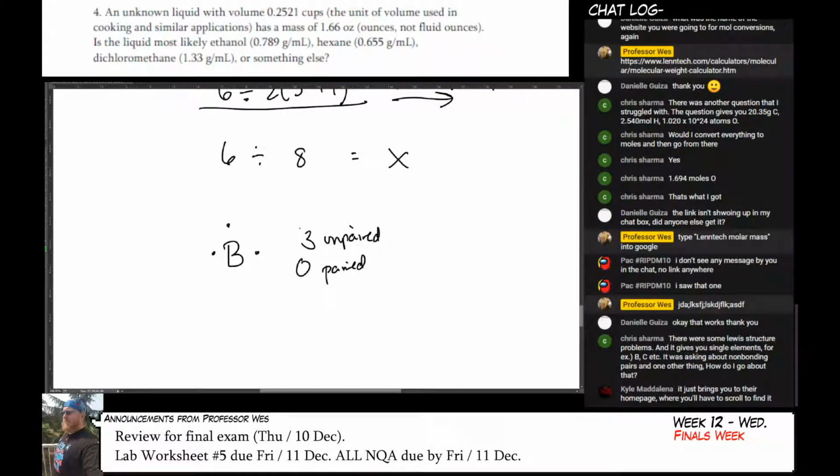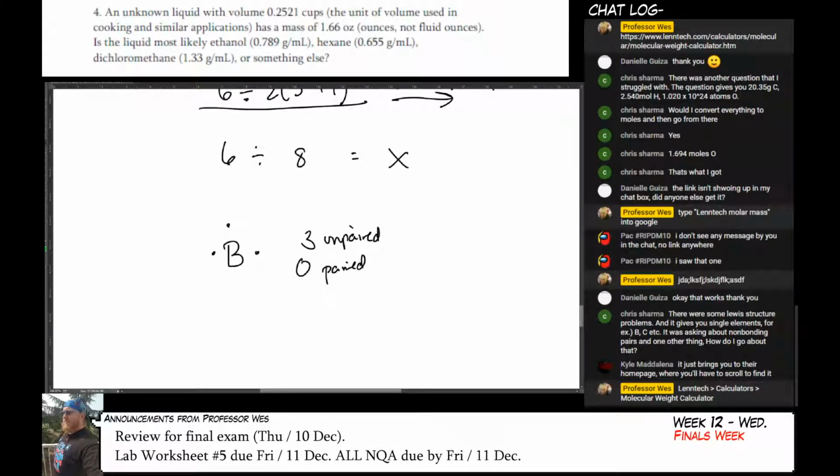If you go to the Lentech homepage instead, then the formula, because I was just there, actually. You want to go to calculators, and then molecular weight calculator. I can type that in the chat, too. So Lentech, calculators, molecular weight calculator. There you go.